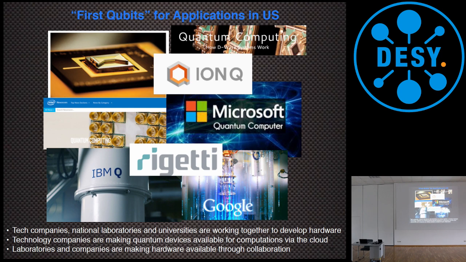And so what you're seeing, and what started a while ago, is technology companies, national laboratories and universities working together to develop hardware. And the technology companies are starting to make simple devices available via the cloud. And as you'll see in a little bit, they're not so simple anymore. They're pretty serious devices. And also the laboratories and companies are making hardware available through collaboration. And so this is primarily, for me at least, I'm in a collaboration through a national laboratory, and that's how we're getting access to the technology company devices.